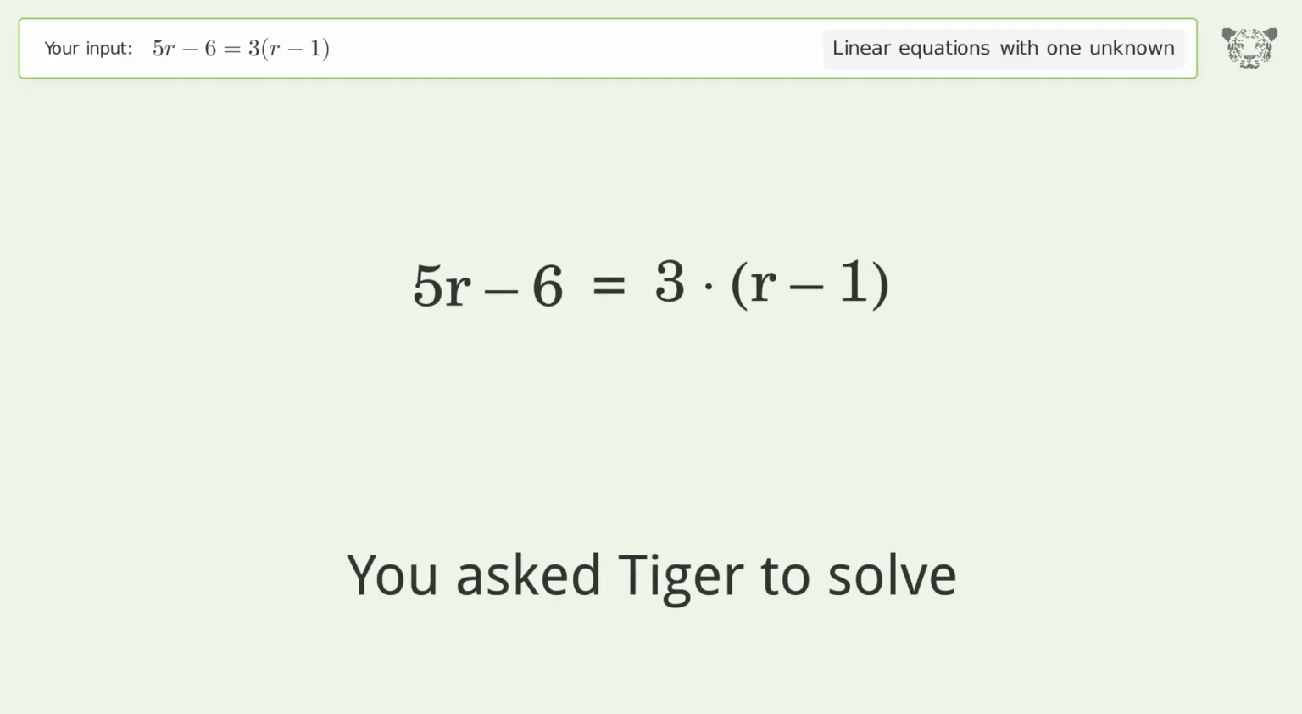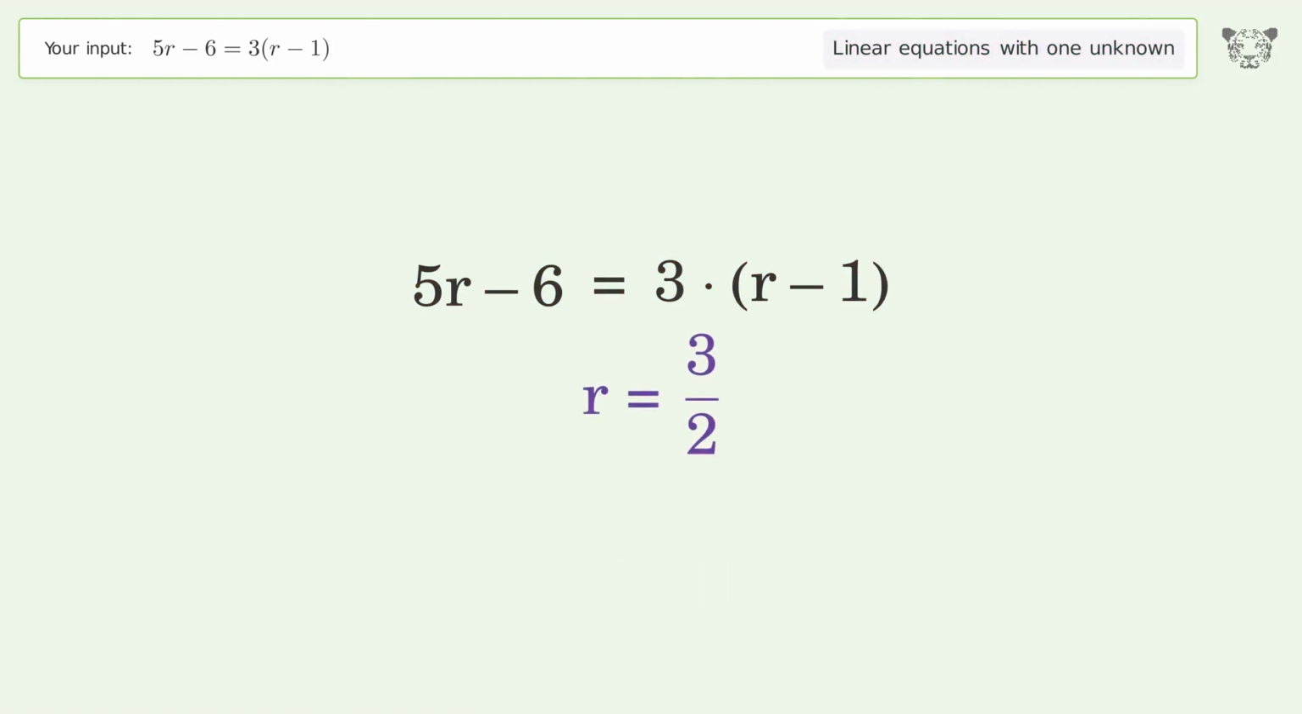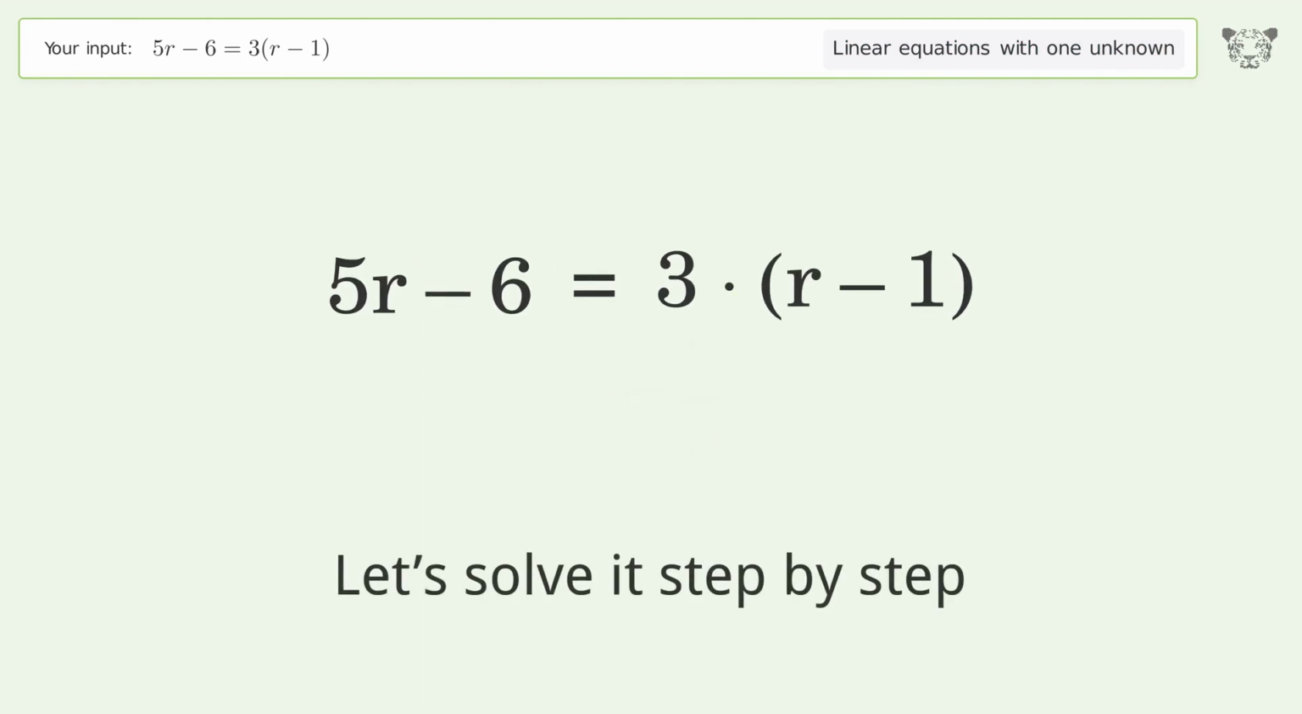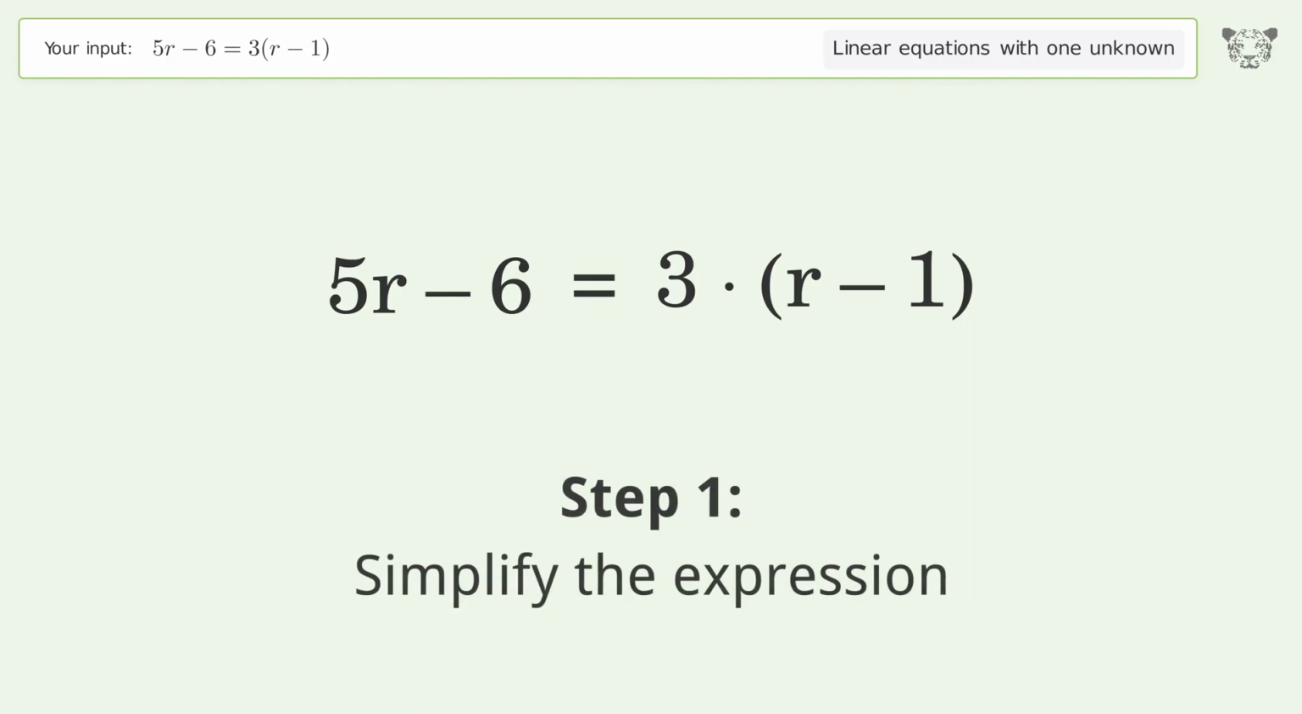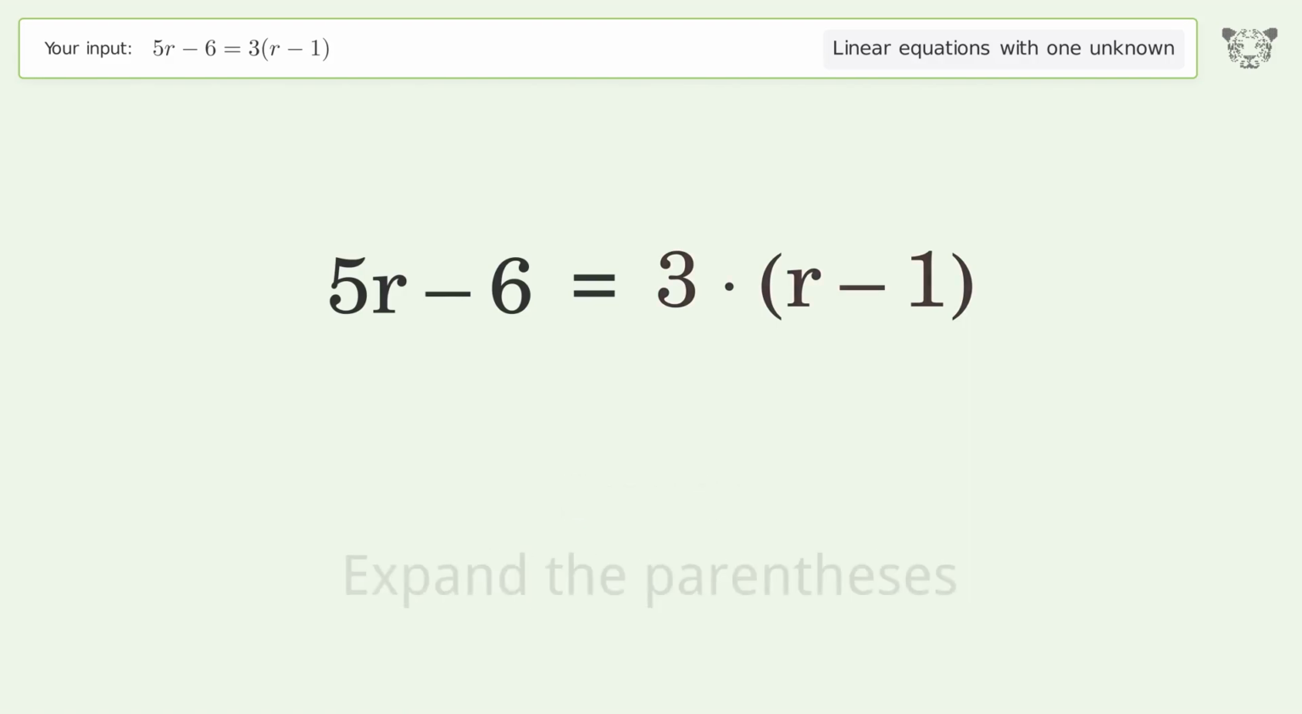You ask Tiger to solve. This deals with linear equations with one unknown. The final result is r equals 3/2. Let's solve it step by step.